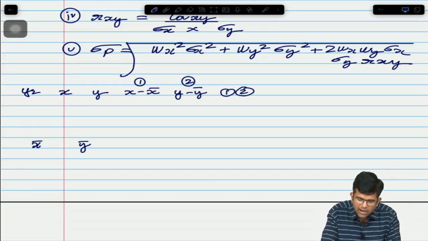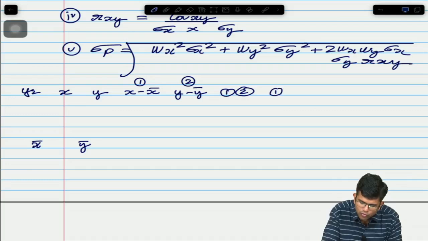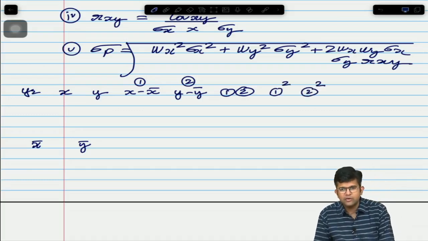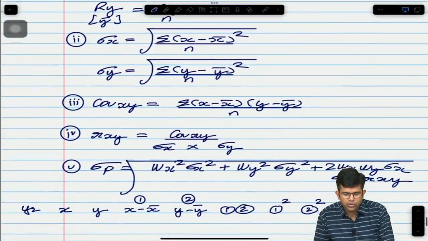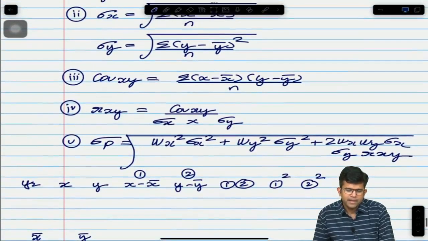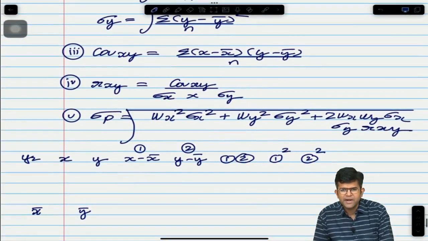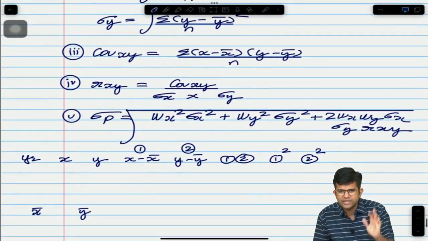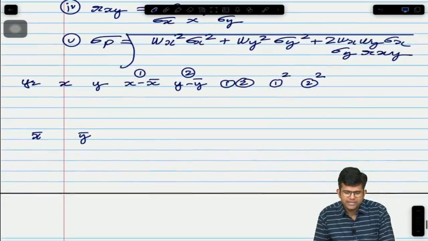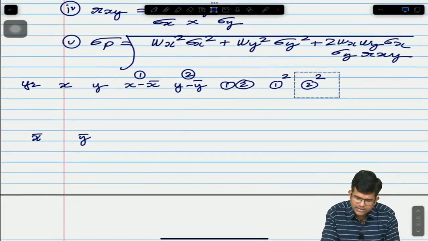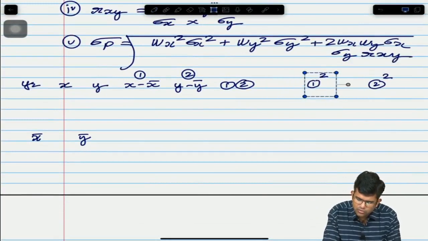For sigma, I will have to do 1 square and 2 square. Do you agree what I am trying to say? We have to do 1 square and 2 square: x minus x bar the whole square, y minus y bar the whole square. So can I say point 2 done, point 3 done. For point 4 we don't need any column because point 4 is anyways, and the same goes for point 5 also. So basically this is it. These are your columns now.